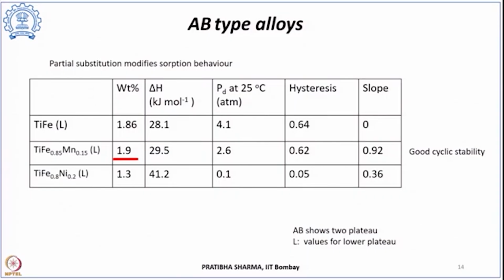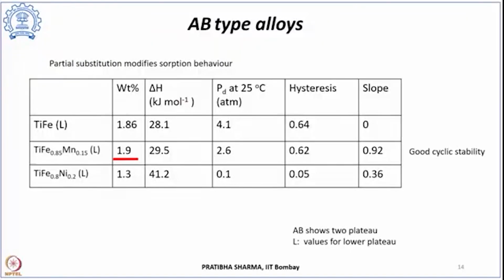Examples: if we consider the parent iron titanium, as I mentioned, there are two plateaus. If we only consider the lower plateau, then the desorption pressure corresponding to 25 degrees centigrade is 4.1 atmosphere for FeTi. But if we substitute on the iron side by manganese, 0.85 iron and 0.15 manganese, then the desorption pressure reduces to 2.6 atmosphere, but the capacity increases to 1.98%.